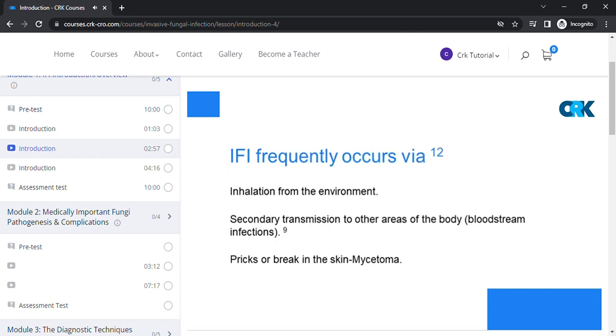Invasive fungal infection most frequently occurs via inhalation from dusty environments, excavation sites, and moldy environments, or is secondarily transmitted to other areas in the body, especially bloodstream infections, or from thorn pricks which cause mycetoma.